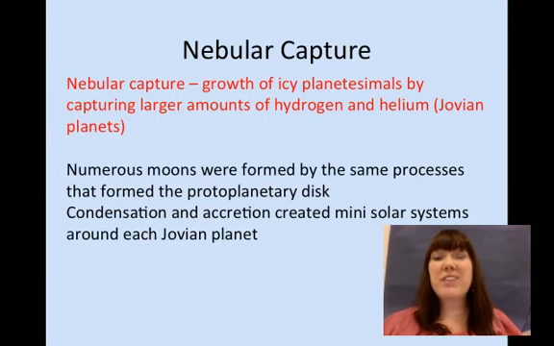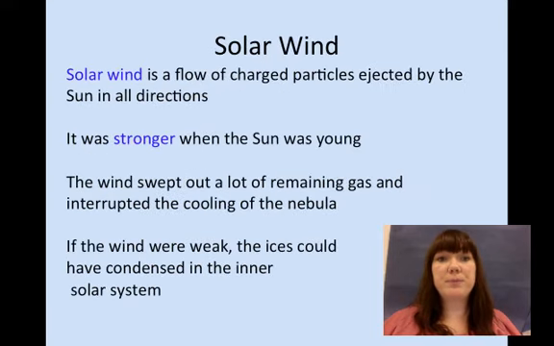The small inner planets aren't heavy enough to be able to capture hydrogen and helium because they're such light elements, but those outer planets are already so massive and it's so much cooler out there away from the sun that they're able to capture hydrogen and helium. And moons are also often formed this way as well. So near the Jovian planets, the material around them also formed through condensation, accretion, and nebular capture, turned into moons around the systems as well.